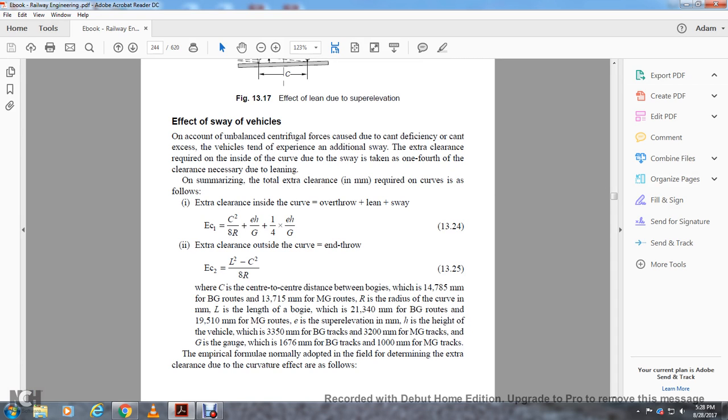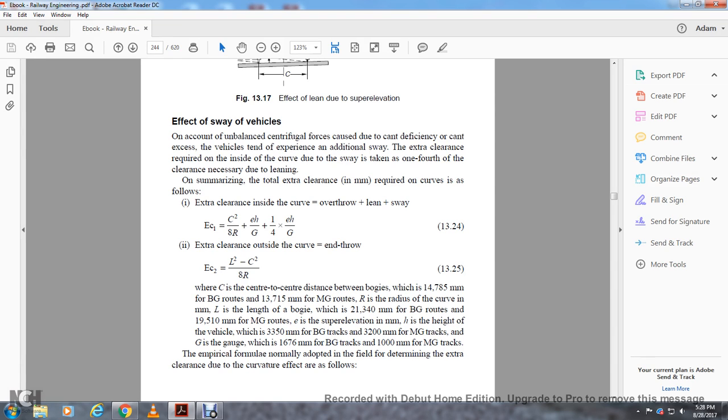19,510 millimeters for the meter gauge. E is the super elevation in millimeters, H is the height of the vehicle, which is 3,350 millimeters for broad gauge tracks and 3,200 millimeters for meter gauge, and G is the gauge, whereas it is 1,676 for the broad gauge and 1,000 millimeters for the meter gauge track.